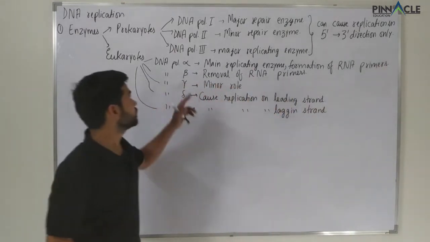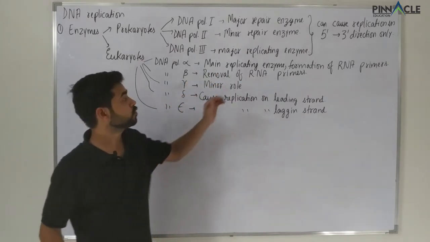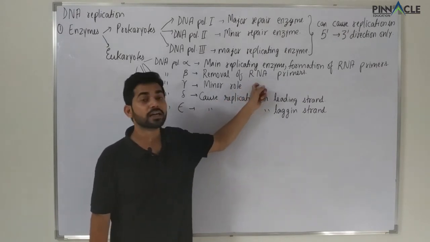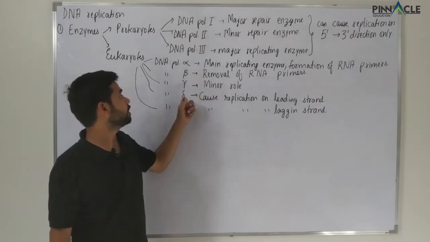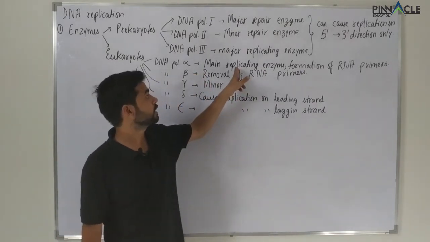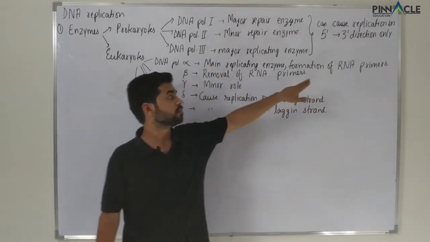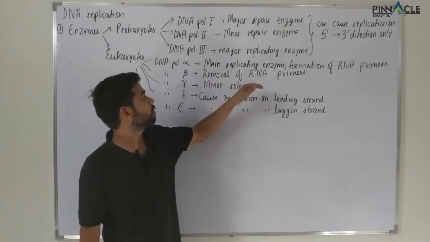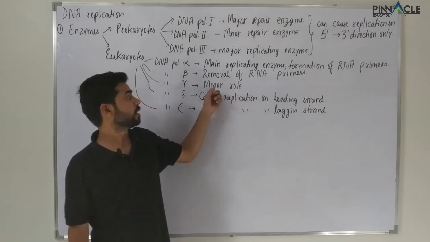This DNA polymerase alpha is the main replicating enzyme also because it is the only enzyme which is capable of starting replication. These enzymes, these four, beta, gamma, delta, epsilon, cannot initiate replication. Only this can. Why? Because it will be able to form RNA primers. We will later see what RNA primers are, and beta has the power to remove RNA primers. We will see why it is needed, and this has a minor role.